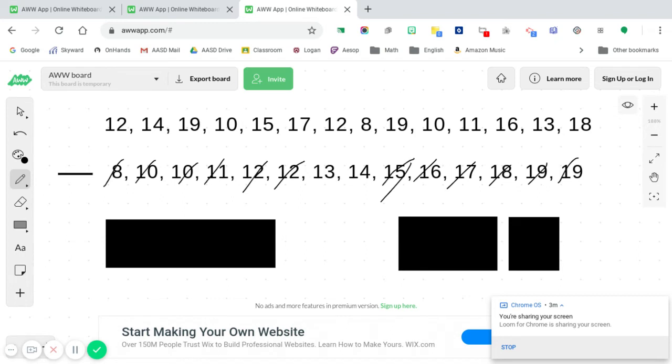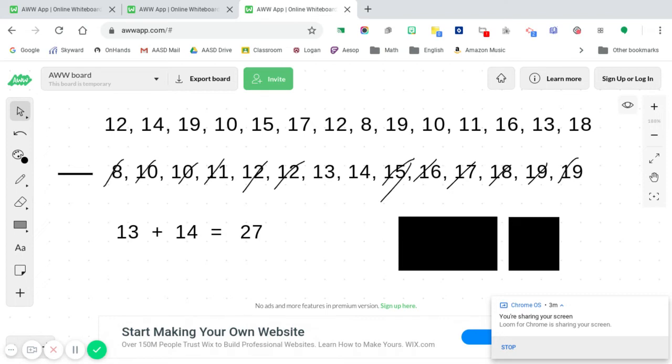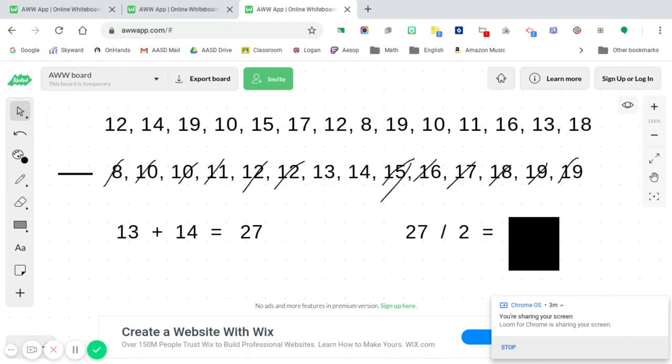Oops, sorry about that. All right, so now I come down to two numbers. Now, a lot of you are probably thinking, well, the average of 13 and 14 is right in the middle. That's correct. But we are going to show you mathematically how we would do this. So I said you have to find the average of those two numbers. I take 13 plus 14, and I get a sum of 27. My next step at this point is to take the sum, 27, and divide it by the two numbers that I have remaining, which gives us an answer of 13 and a half. So 13 and a half is our median.